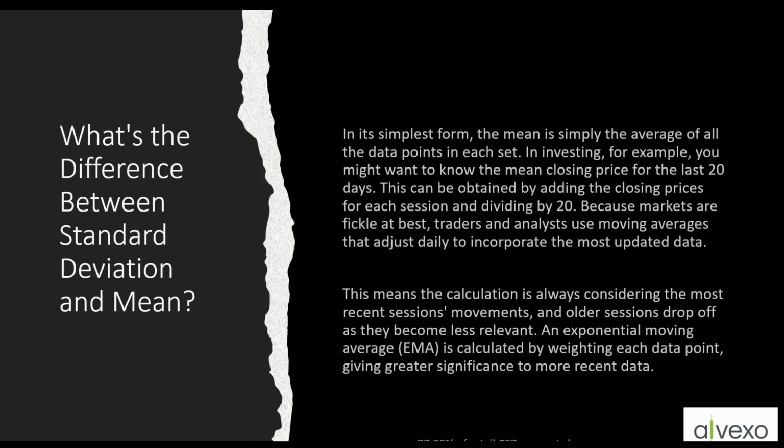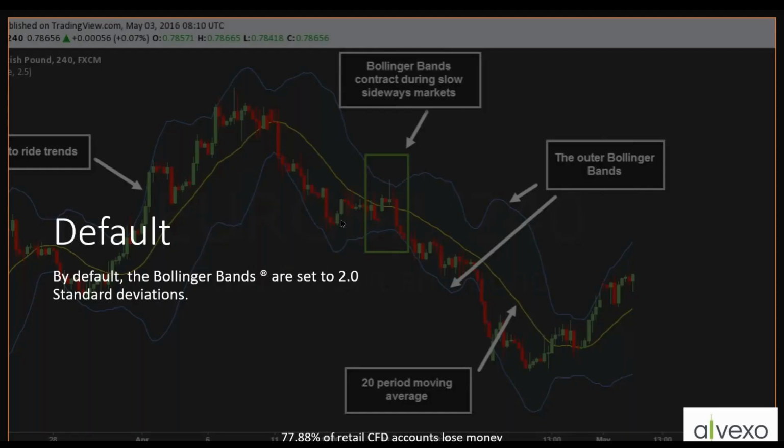So in its simplest form, the mean is simply the average of all data points in each set. The average, the moving average. In investing, for example, you might want to know the mean closing price for the last 20 days or periods, which is your 20-period moving average. And by default, Bollinger Bands is set at 2.